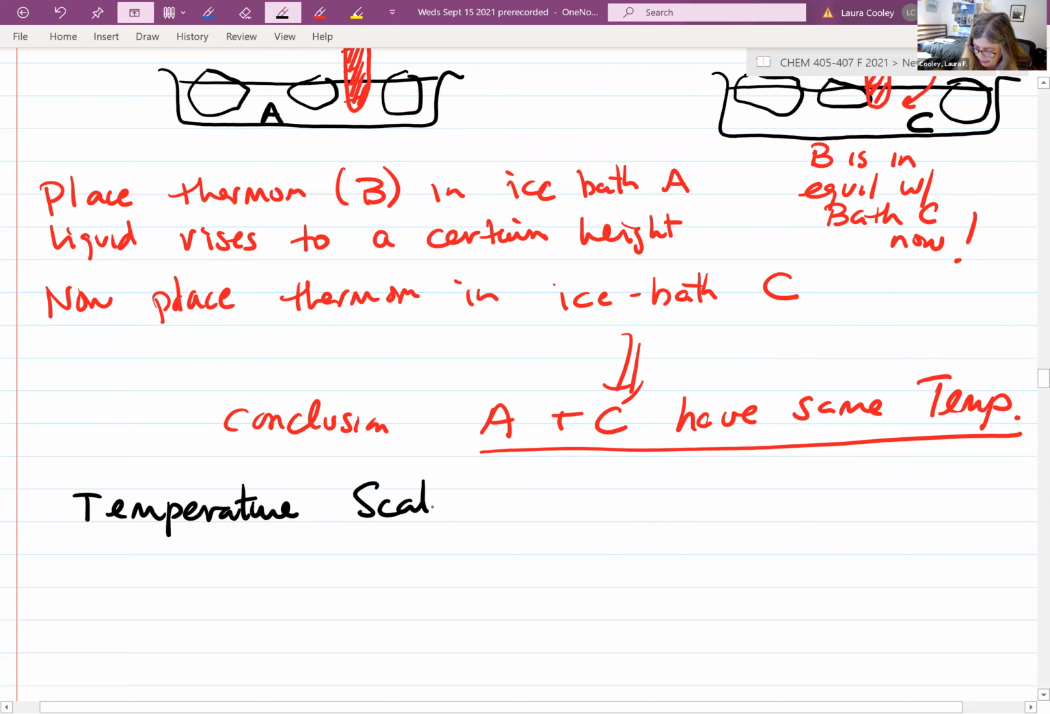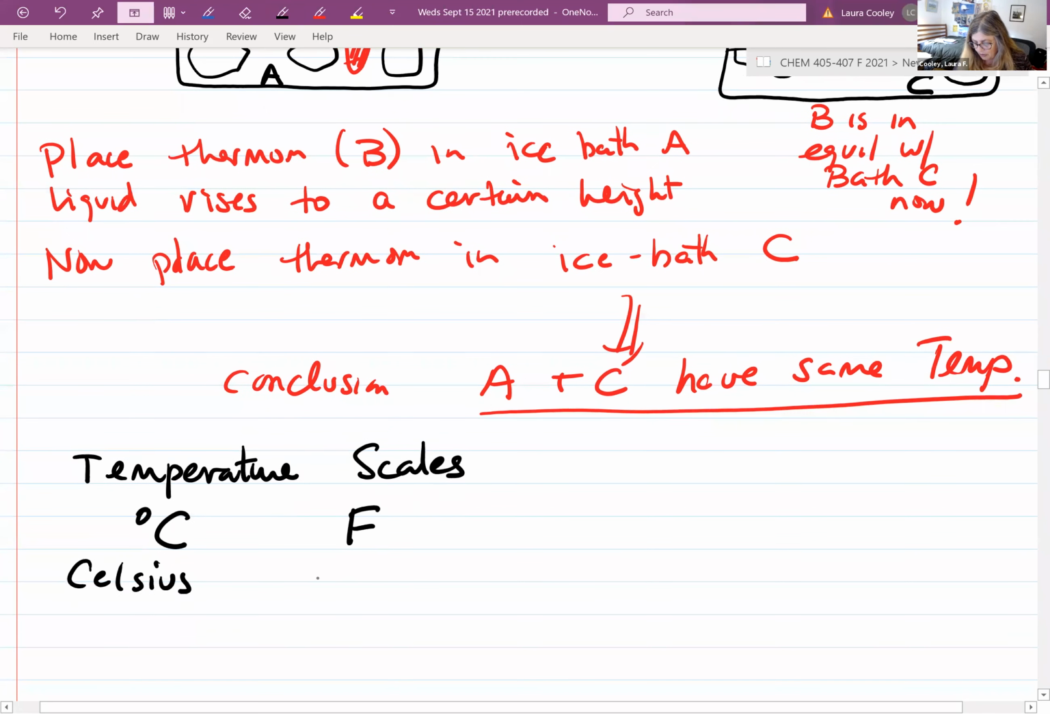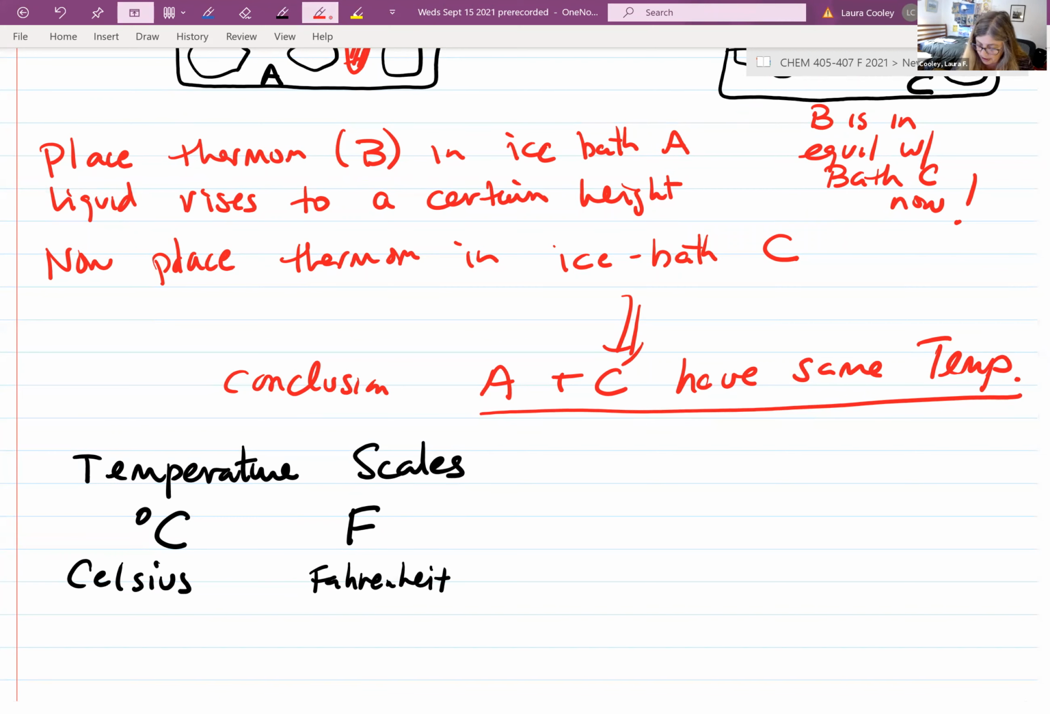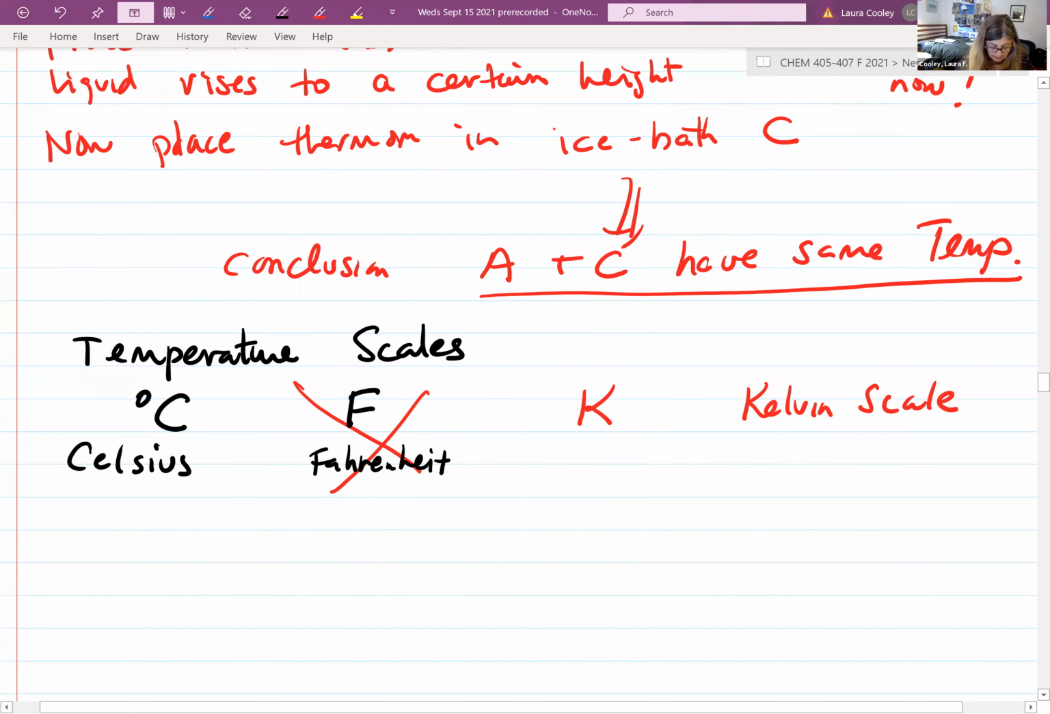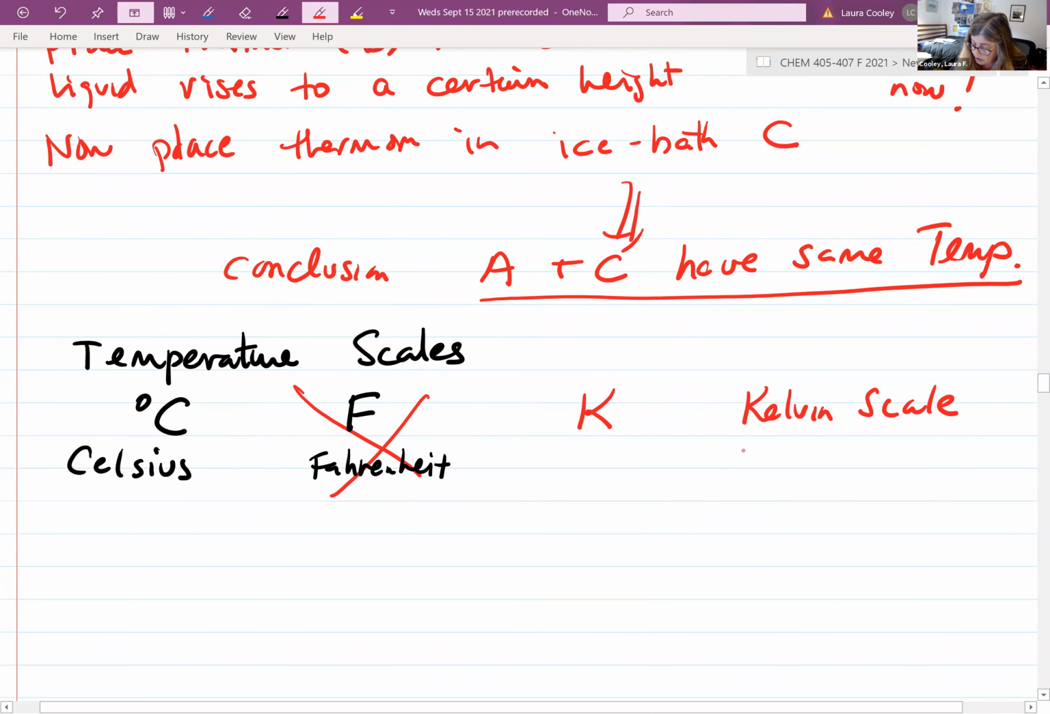And you know that in science, we very often use degrees C, that's the Celsius temperature scale. In the USA and in Britain, we use the Fahrenheit scale. And I don't think I'm going to say much more about this because we don't use Fahrenheit in this class, but we do use the Kelvin scale. And the Kelvin scale is also called the absolute temperature scale or the thermodynamic temperature scale.